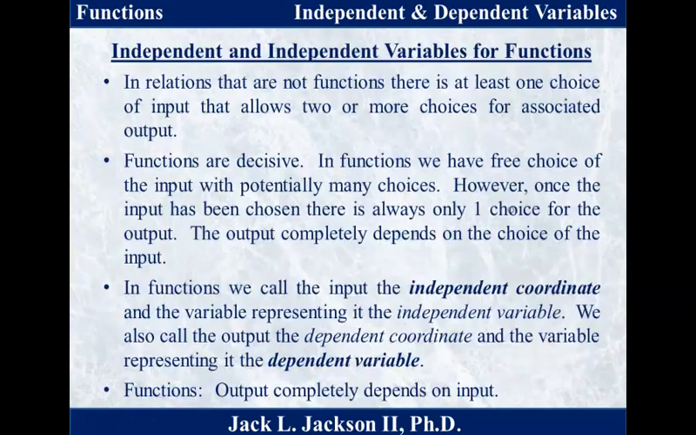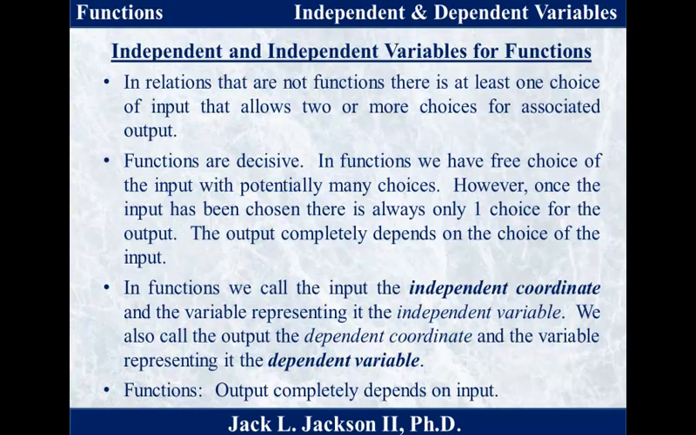Okay, so this leads us to some terminology that we use for functions, not necessarily for relations in general. So remember, in relations that are not functions, there's at least one choice of input that allows two or more choices for the associated output. But functions are decisive. In functions, we have a free choice of the input with potentially many choices. However, once the input has been chosen, there's always exactly one choice for the output. So the output completely depends on the choice of the input, and of course the definition of the function.